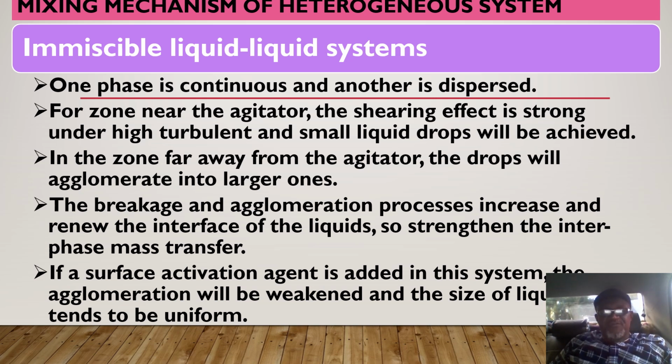So if a surface activation agent is added in the system, the agglomeration will be weakened and the size of the liquid droplet tends to be uniform.